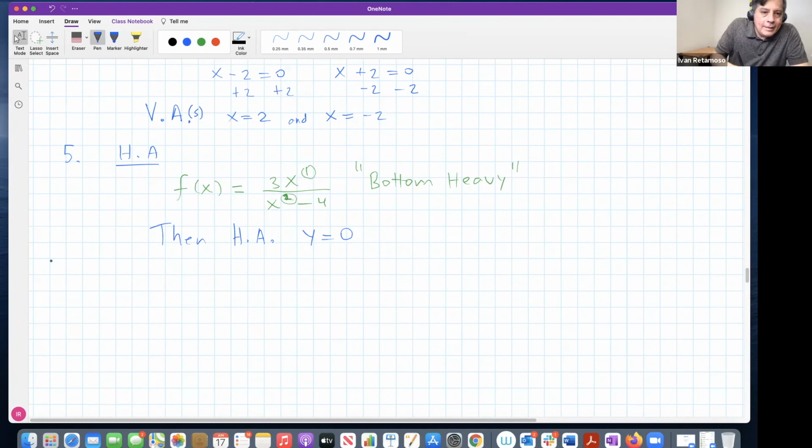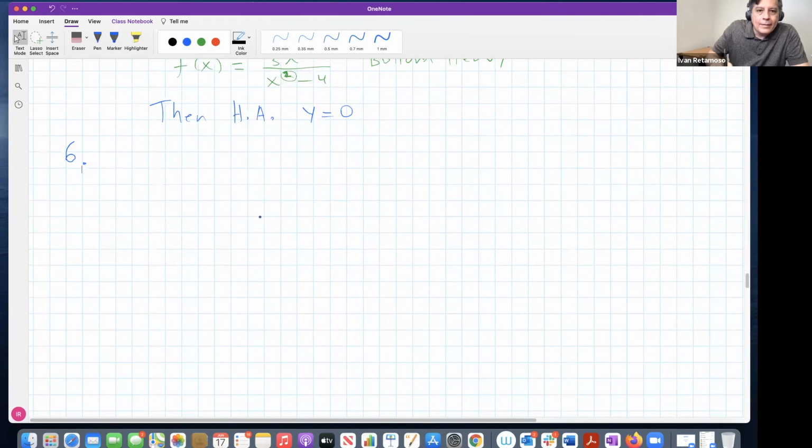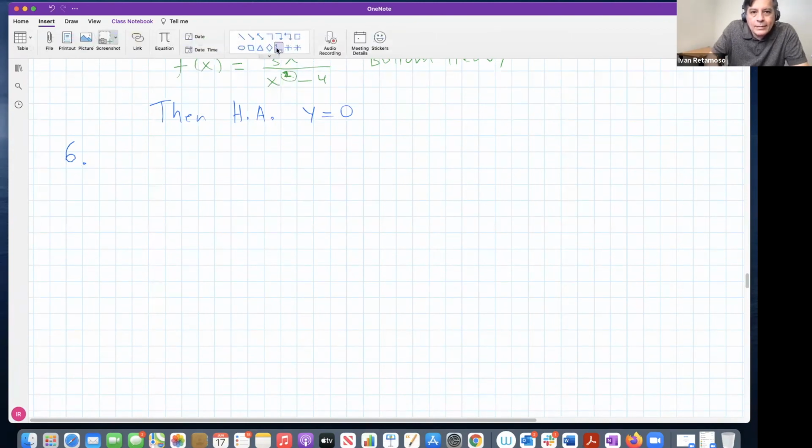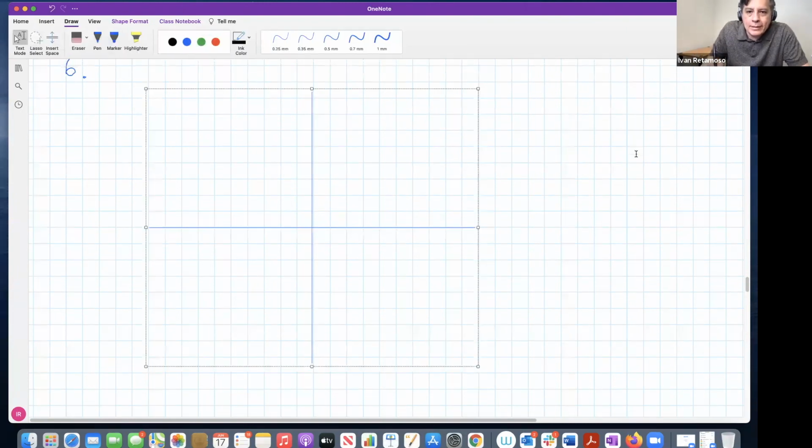Finally, step 6 says graph or sketch the graph of this, right? We're going to do this together here. I'm going to bring this XY coordinate system here. And again, guys, don't get obsessed getting a nice and neat graph. It's just a sketch what we need, okay?